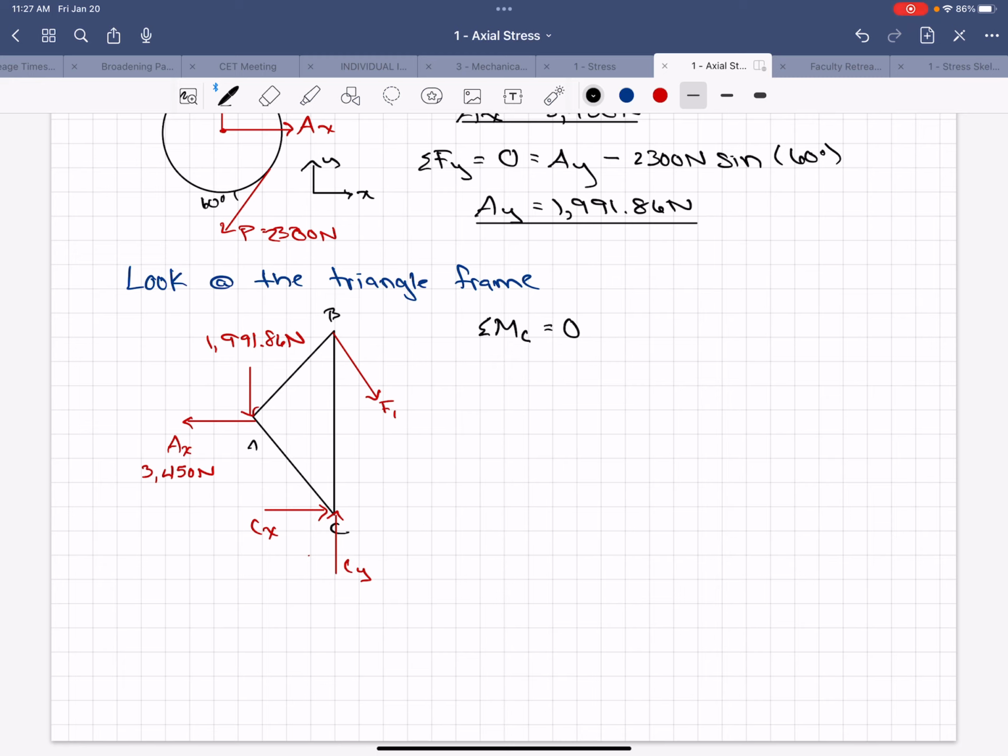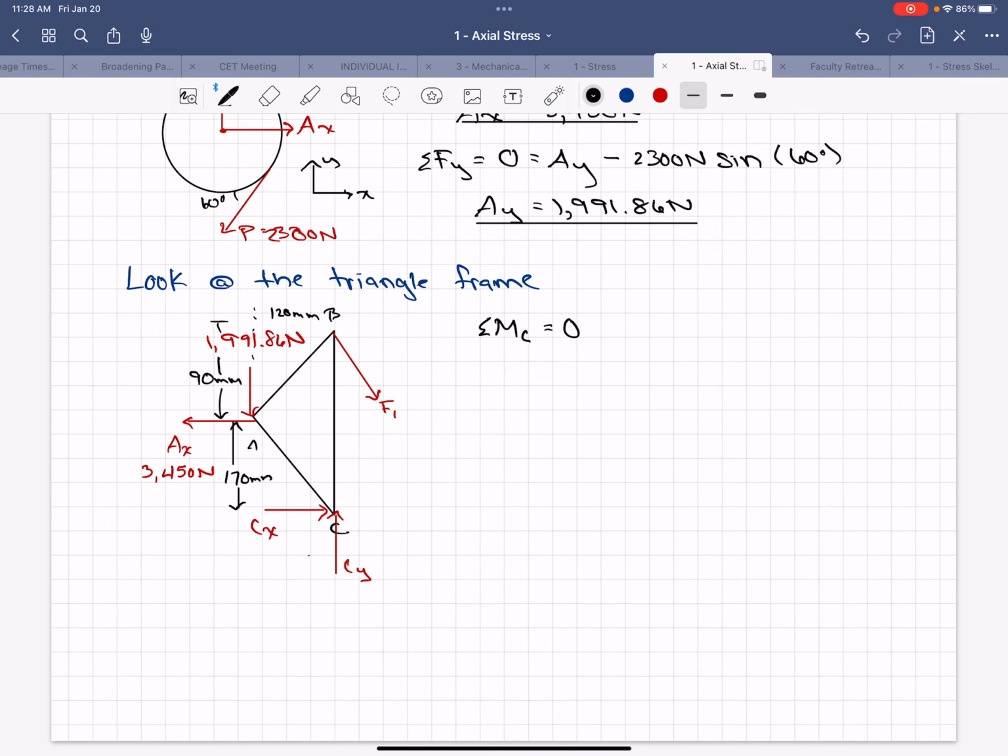So the distance between A and B is 120 millimeters in the horizontal direction. The distance between A and B in the vertical direction is 90 millimeters, and the distance between A and C is 170 millimeters. So we definitely need dimensions when we're taking moments because it's a force times the distance.